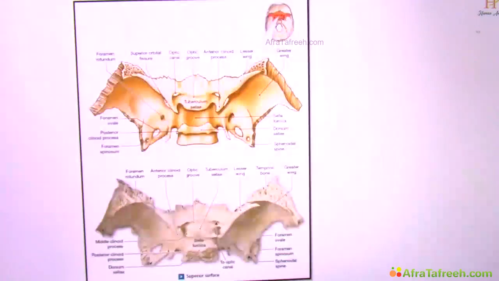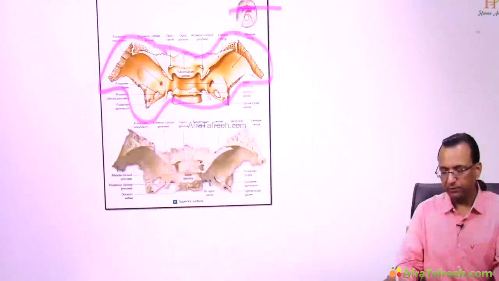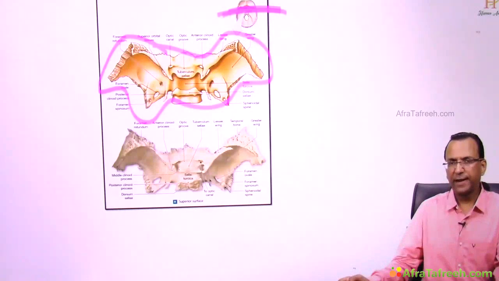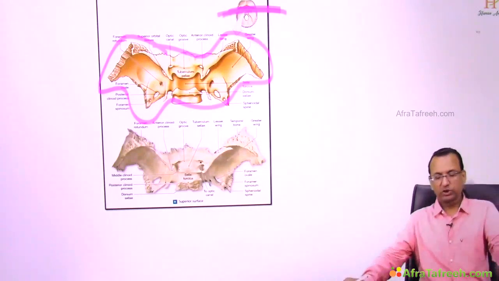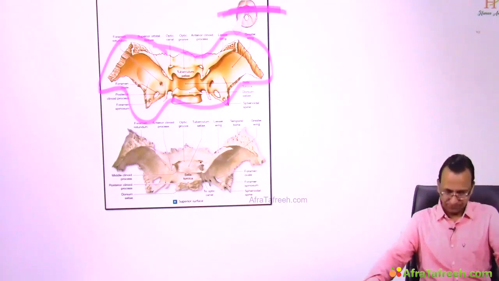And now do one thing. What? Pull the sphenoid bone from the floor of the middle cranial fossa. So from the floor of the middle cranial fossa, I'll pull the sphenoid bone out. Yes. Why? Because there are some questions on that. What questions are there on that? Tell me. Let's do it.